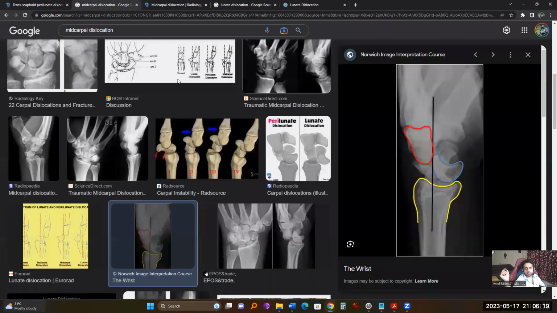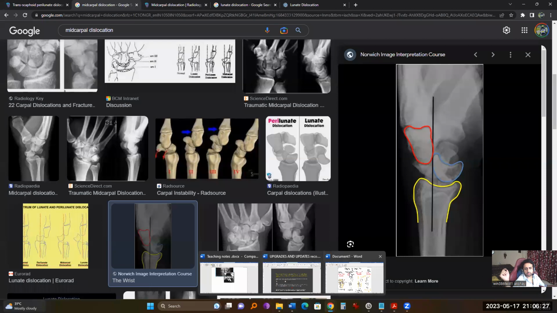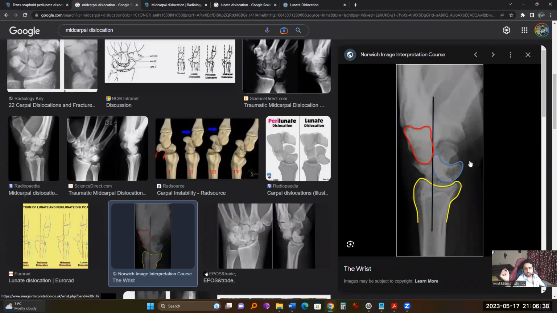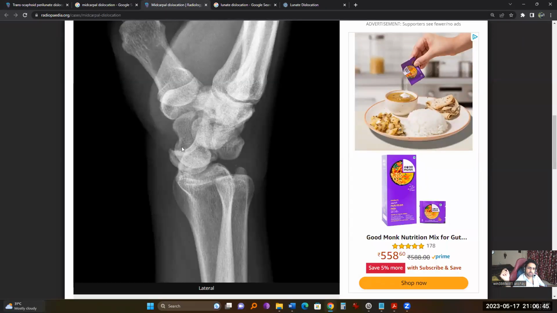And the next one is a midcarpal dislocation. If you remember, what do you see on a midcarpal dislocation? Both the lunate and the capitate are dislocated. So here you can see the lunate is dislocated over here and the capitate also is dislocated. Another midcarpal dislocation. You can see the lunate over here. It's actually not completely dislocated. There's a partial dislocation of the lunate and the capitate is over here. It has moved posteriorly. So that is another example of midcarpal dislocation.